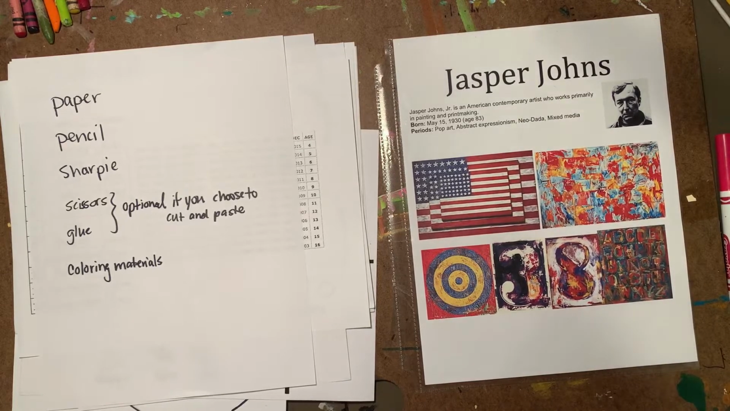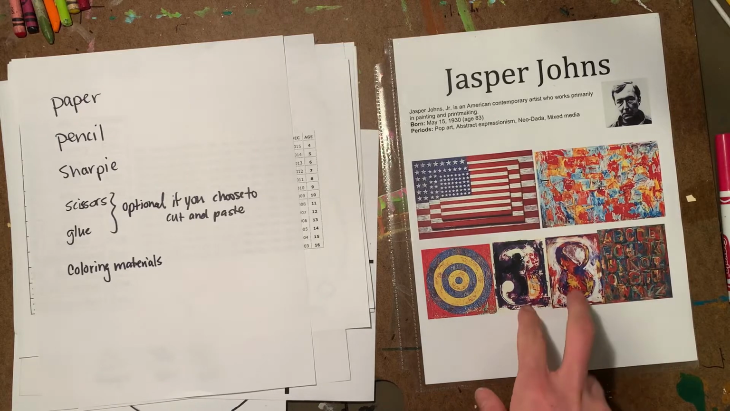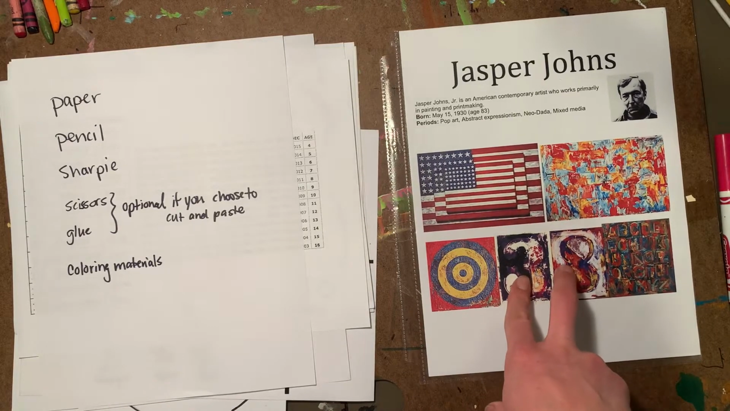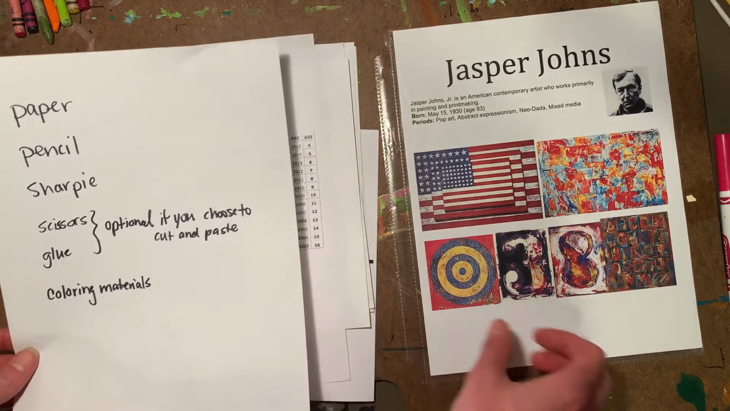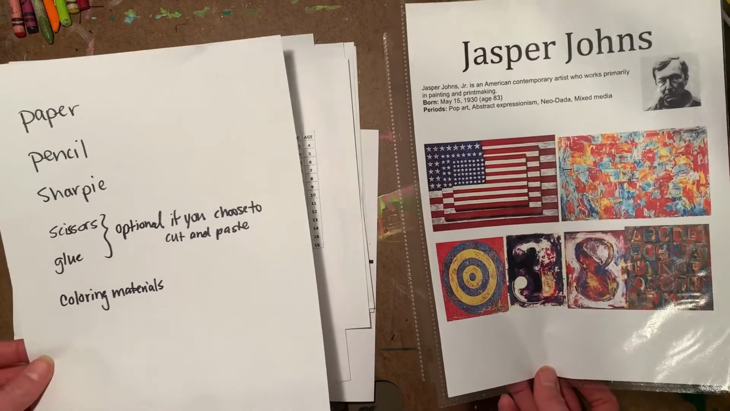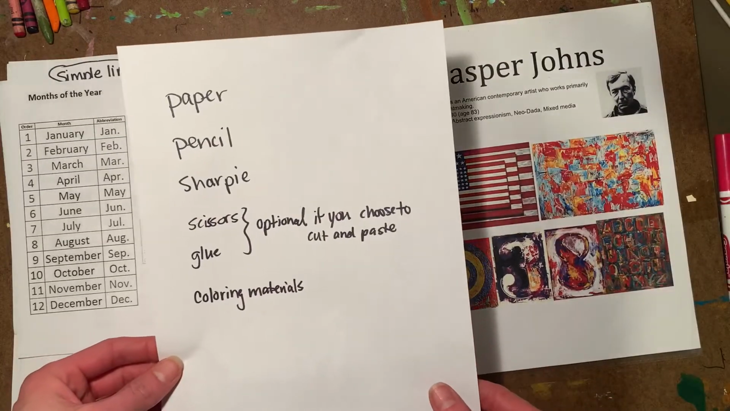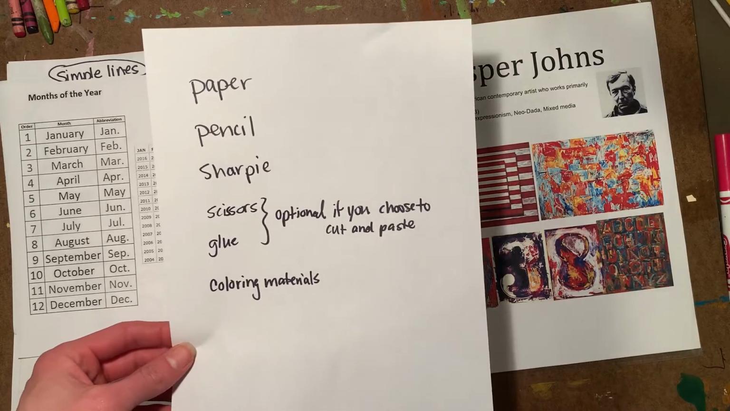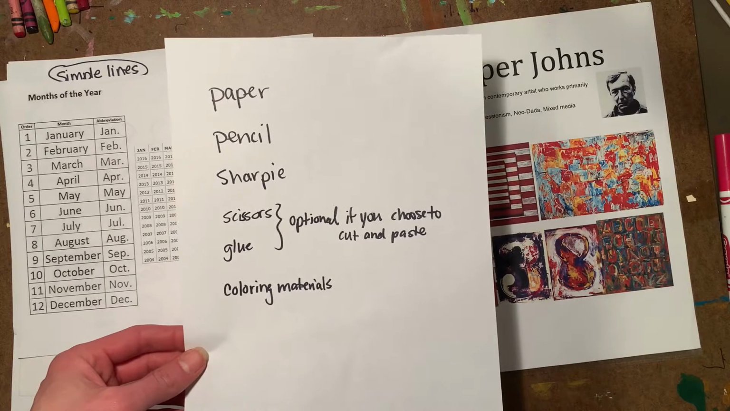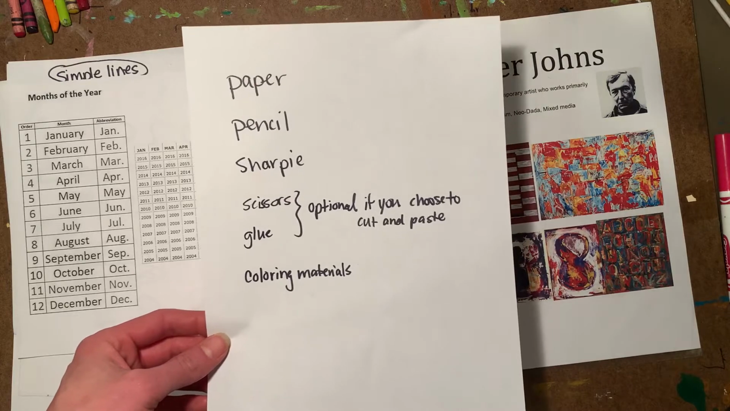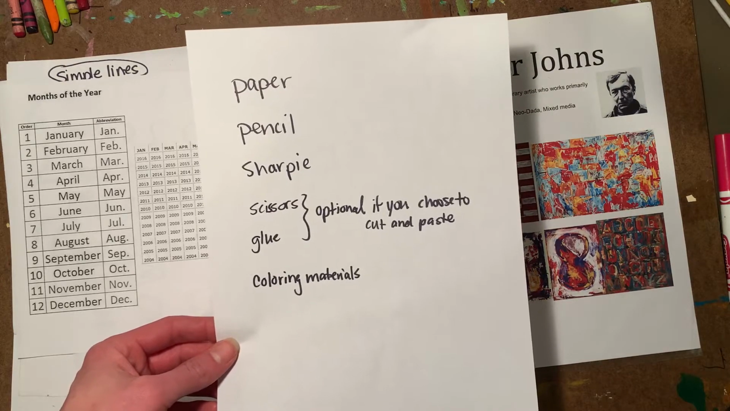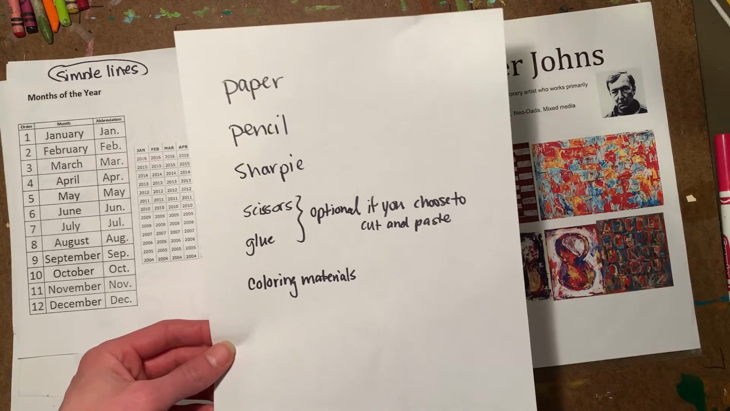All right, we are going to get started on our Jasper Johns inspired artwork. For this project, we are going to be using numbers just like Jasper Johns used in his artwork. All right, so we thought of something kind of interesting: to make a birthday code number artwork. So here's what you're going to need. If you want to take a screenshot: paper, pencil, Sharpie, and coloring materials. Now you can choose to cut out your numbers if you have a printer, or if I give you the numbers to cut out. So you have to make that choice.